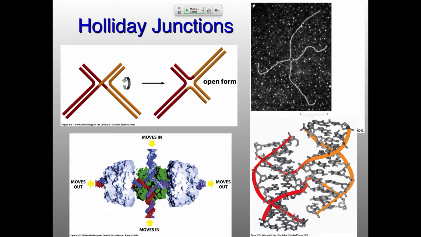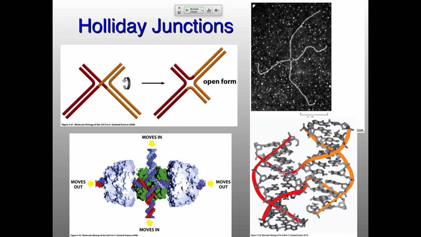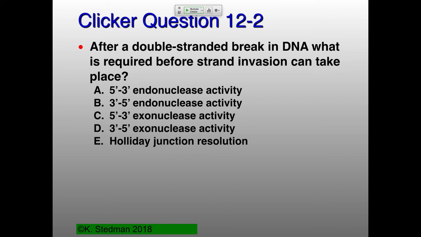Okay, so now I'm finally going to ask you that clicker question. Sorry, I got that out of order. But so here we are. After a double-stranded break in DNA, what is required before strand invasion can take place? 5' to 3' endonuclease, 3' to 5' endonuclease, 5' to 3' exonuclease, 3' to 5' exonuclease, or Holliday junction resolution, which is cutting and religating.